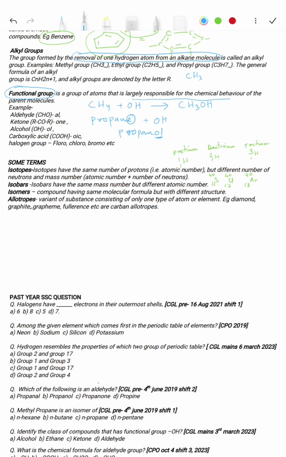And isomers. Isomers are compounds having the same molecular formula but with different structure. We will come to discuss this in detail in the solving of the past questions. Allotropes. Allotropes are the variants of a substance consisting of only one type of atom, only one type of atom or element. Examples are diamond, graphite, graphene, fullerenes. They are all made up of carbon atoms. That is why they are called carbon allotropes.